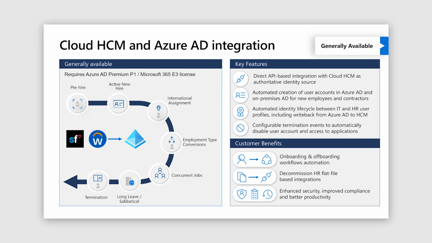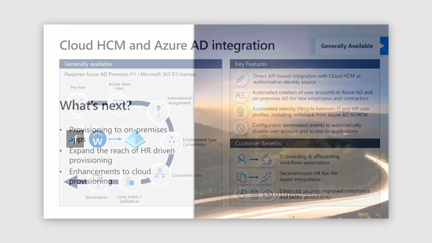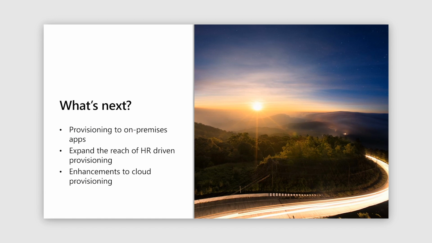These provide the benefit of automated onboarding and offboarding workflows, decommissioning of HR flat file integrations and custom scripts, enhanced security, improved compliance, and better productivity. In the future, we intend to support provisioning to additional applications and services, including those on your on-premises network. We are also planning to add more popular HR platforms such as Oracle HCM, UltiPro, and Ceridian Dayforce, as well as possibly a generic HR connector for pulling data from a SQL staging table.